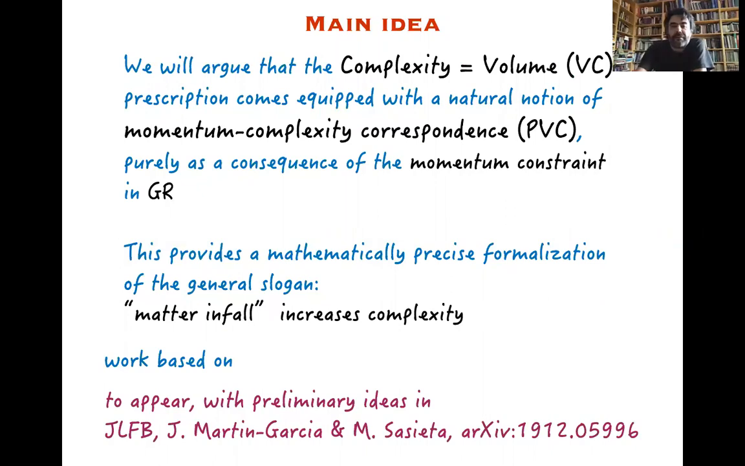Okay, I will refer to this momentum complexity correspondence by PVC, P for momentum, VC for volume complexity. And it is natural because it seems to follow just from the momentum constraint of general relativity, with some caveats. Okay, so basically the idea is that you can use the momentum constraint of general relativity to give some mathematically precise formalization of this idea that matter infall increases complexity. Okay, so that's the main idea of the talk.